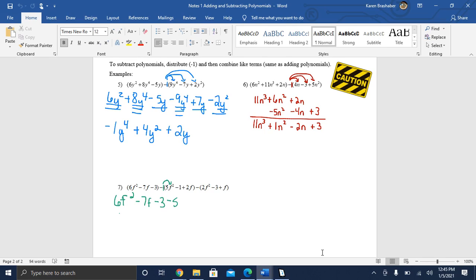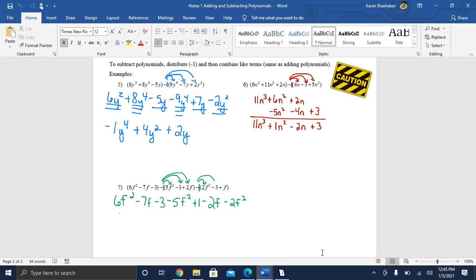So that would be negative 5f to the second. We have negative 1 times negative 1. That's positive 1. We have negative 1 times 2f, and that would be negative 2f. And then likewise, we have a negative sign again. So we'll do negative 1 times 2f to the second.